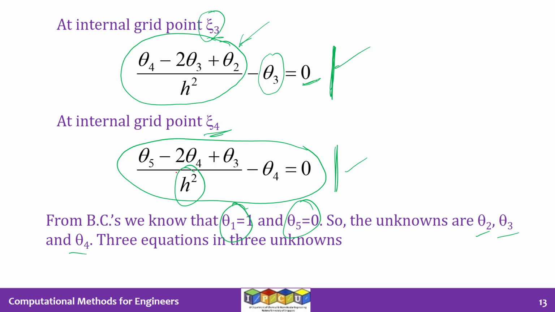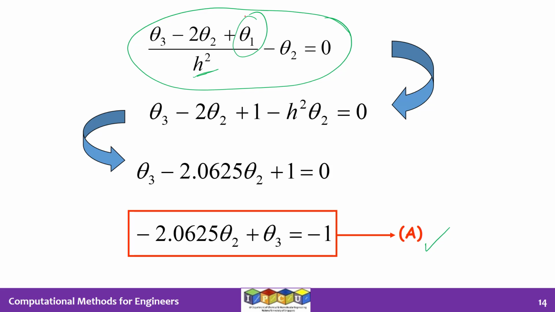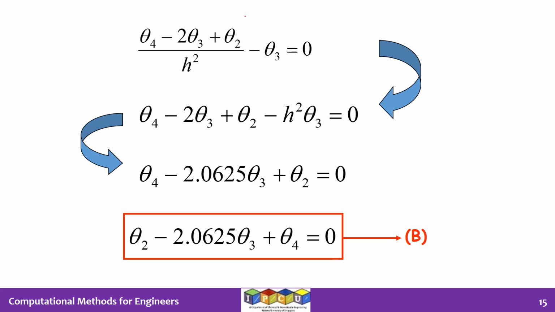We know the value of h. h is 1 by 4. So what you can do is take the first equation, use h equal to 1 by 4 and do a bit of algebra, and you can reduce it to this equation A. Kindly do that and see. In this process, I've also applied the fact that theta 1 equals 1. That has also been used. Now, if you take the second equation and put the value of h equal to 1 by 4, and then rearrange the symbols and therefore the equation, you will get this equation B.